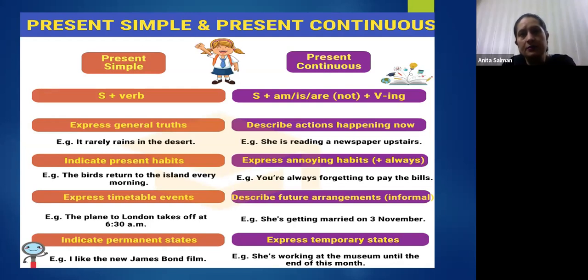Whereas in present continuous tense, you express temporary states, like she's working at the museum until the end of this month. She's working at the museum until the end of this month. That means after that she's not working, right? That's clear. Okay, quickly I will revise this, and if it is clear to you, you can tell me, right?